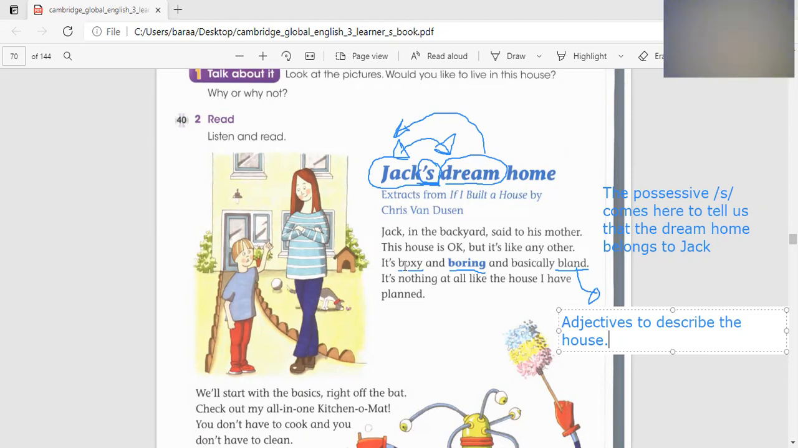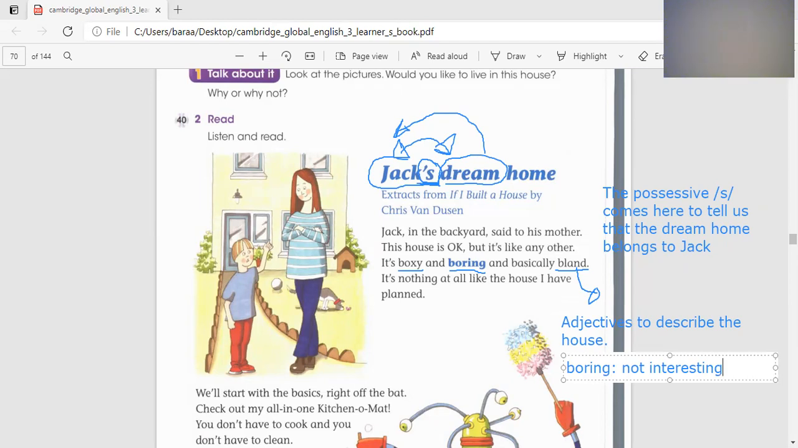And you know, boxy means like a box. Boring, it's not very interesting. Not interesting. Okay? So let's write down here the meaning. Boring means not interesting, okay? And boxy is like a box.